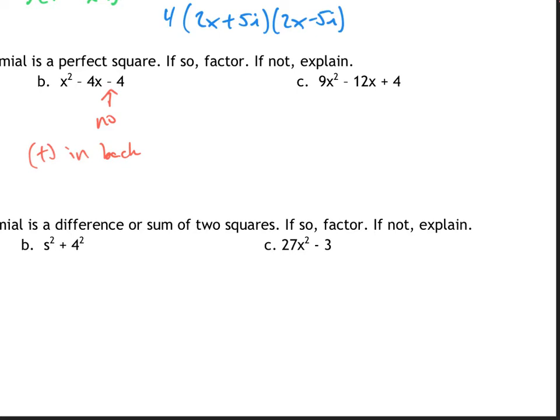And over here, this last one, first one checks off. That checks off, so 2 times 3x times 2. 2 times 3 is 6, times 2 is 12x, so yes, it works. So it's 3x minus 2 squared. So those are the biggest differences in those two.